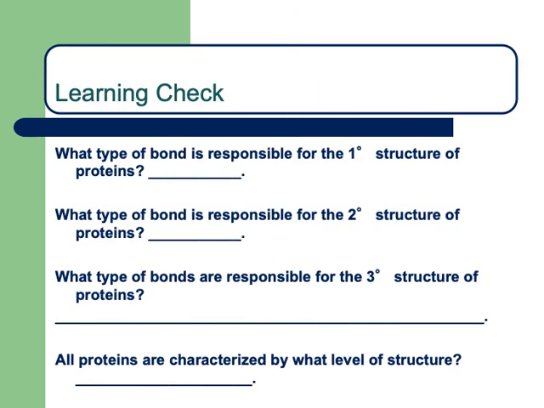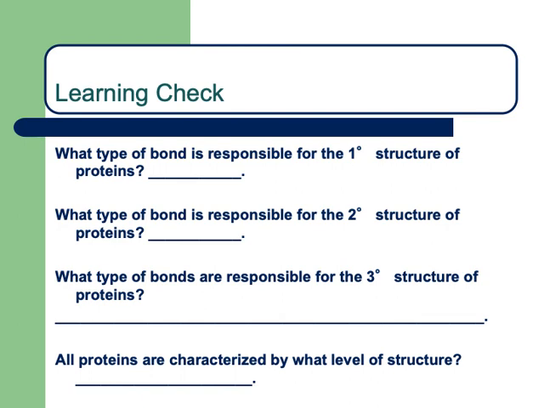To end off this mini lecture today, we're going to do a learning check. So some questions that I want you to pause the recording right now and try to answer on your own. The first question is, what type of bond is responsible for the primary structure of proteins? What we went over today is called a peptide bond, which is covalent. So it's a covalent peptide bond that's responsible for the primary structure of proteins. Remember, the primary structure is a chain of repeated amino acids that are bound together by peptide bonds to form a large polypeptide.